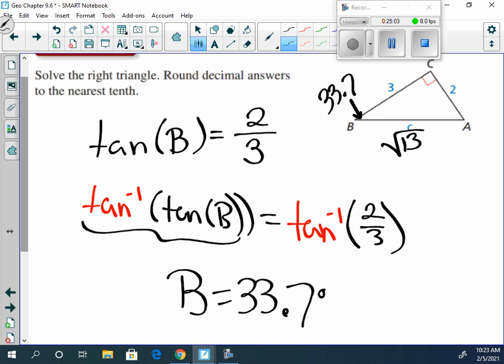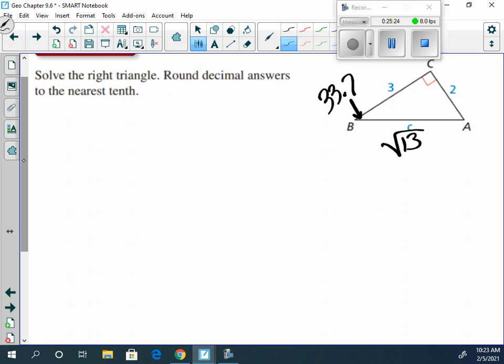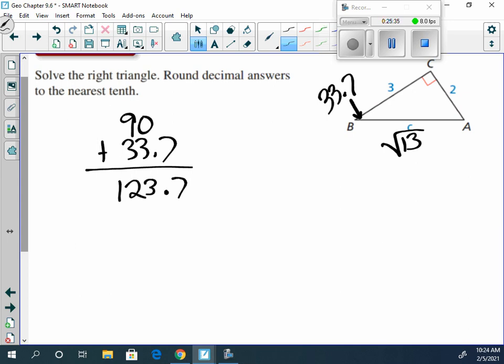Because any three angles in a triangle add together to be 180. There's nothing wrong with using sine, cosine, or tangent for angle A to find it, because it will find it. But we know any three angles in a triangle add together to be 180. So if I can do 90 plus 33.7, we can add these two together. If we add them together, we get 123.7. And we can subtract that from 180.